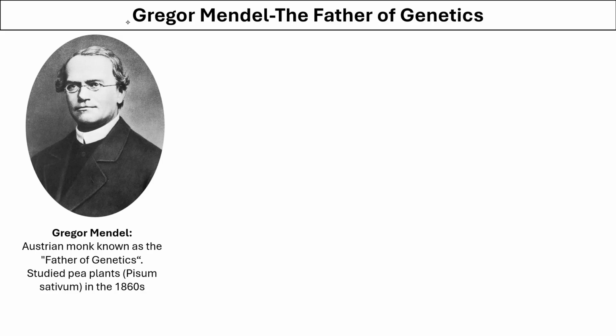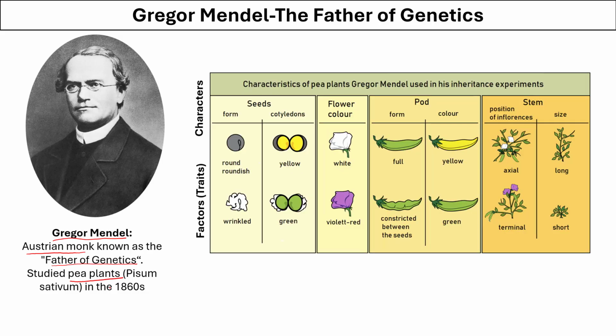Since we are studying Mendelian inheritance, it's important to know who was Mendel. Mendel, or Gregor Mendel, was an Austrian monk. He is known as the father of genetics. This monk had a pea garden. He would roam around this garden and see that pea plants have very distinct characters. So he made a list of those characters.